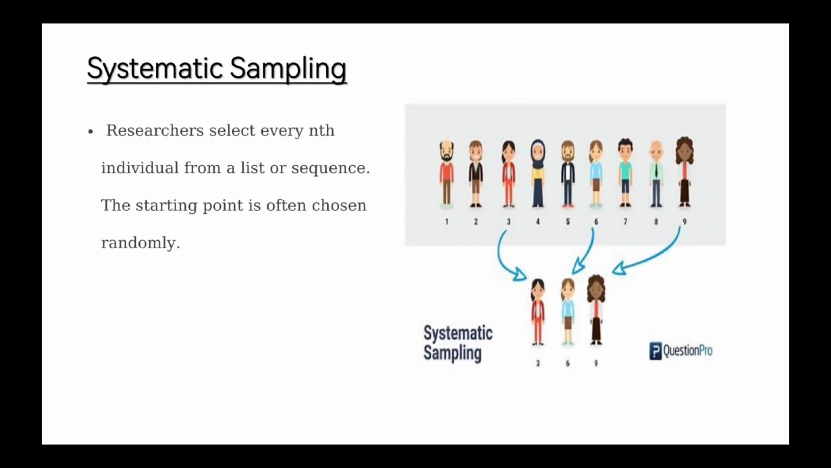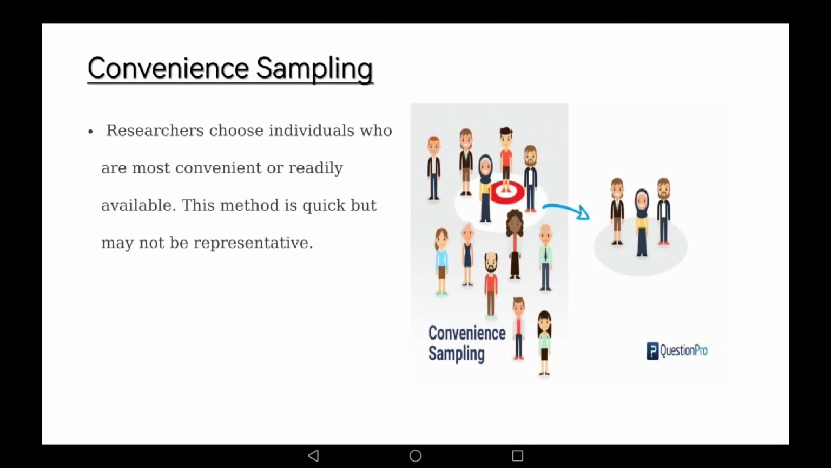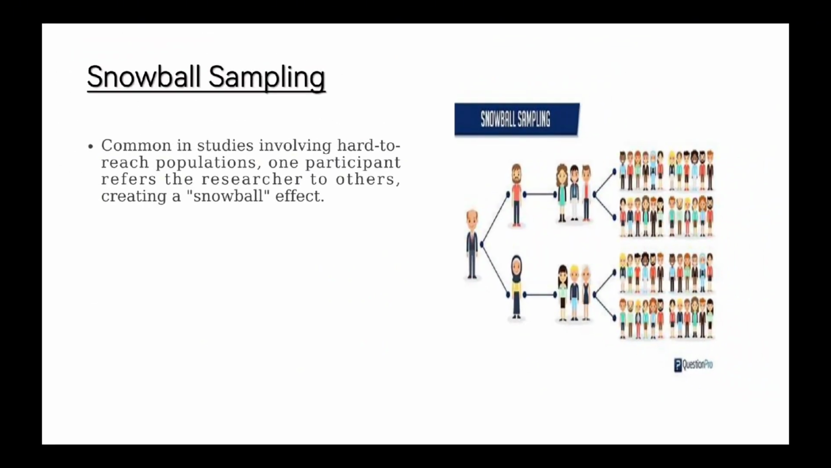As for systematic sampling, it is where researchers select every nth individual from a list or sequence. The starting point is often chosen randomly. We also have convenience sampling. Researchers choose individuals who are most convenient or readily available. This method is quick but may not be representative. For the last one, but certainly not the least, we also have snowball sampling. Common in studies involving hard-to-reach populations, one participant refers the researcher to others, creating a snowball effect.